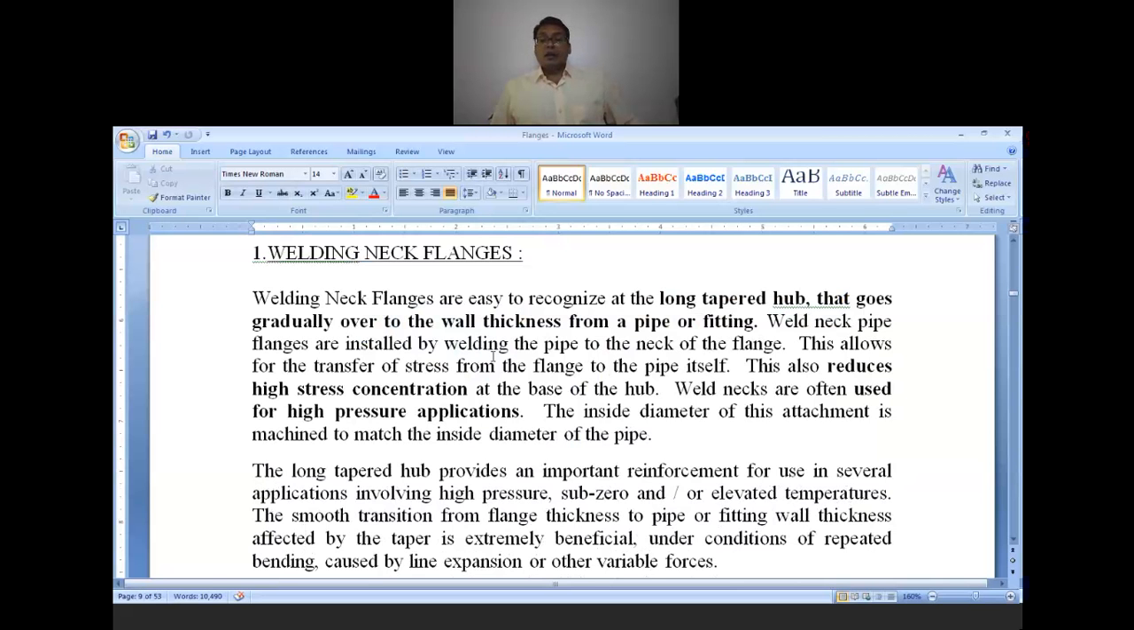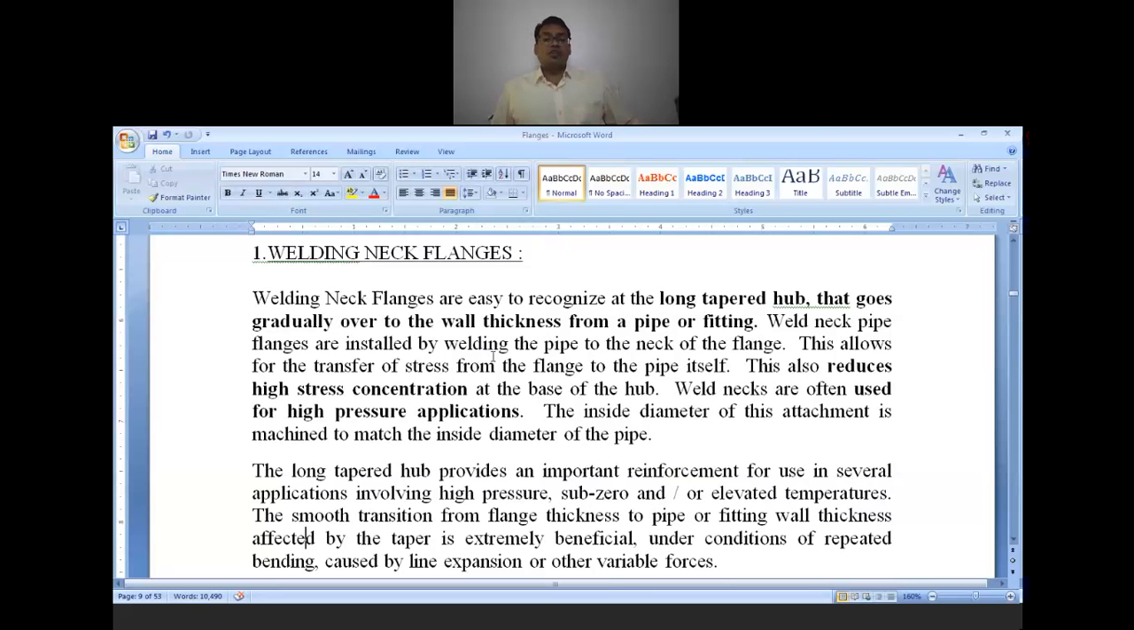This long tapered hub reduces the high stress concentration at the base of the hub. That means, why is the long tapered hub provided? To reduce the stress concentration.